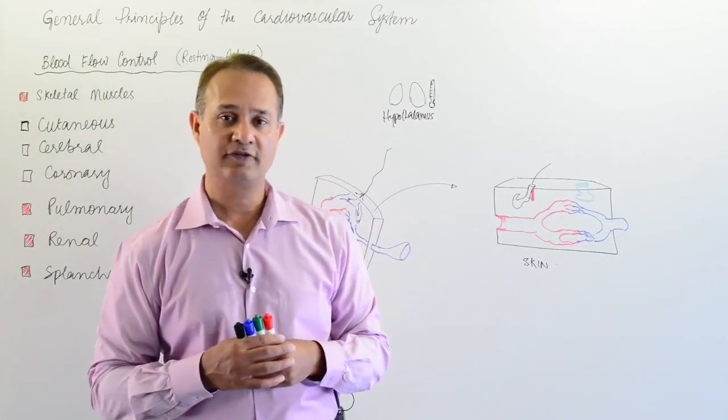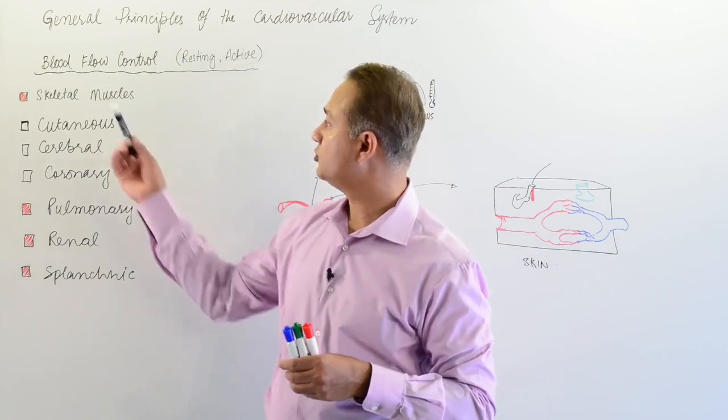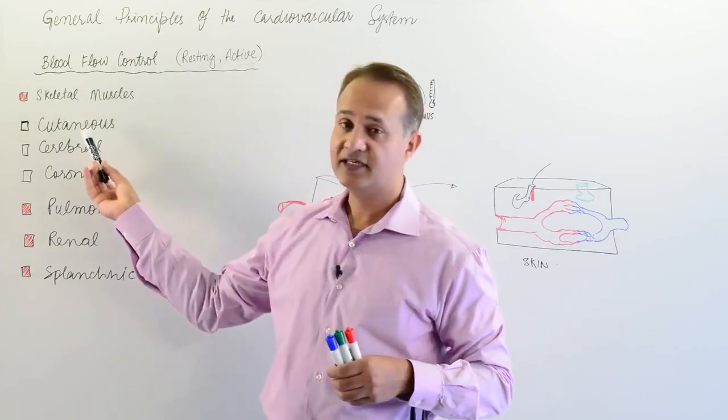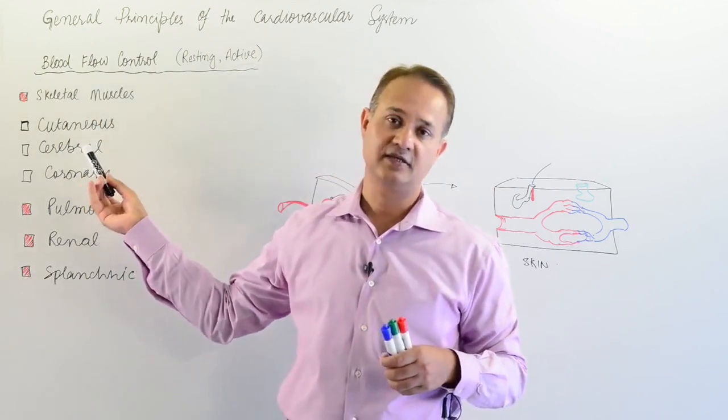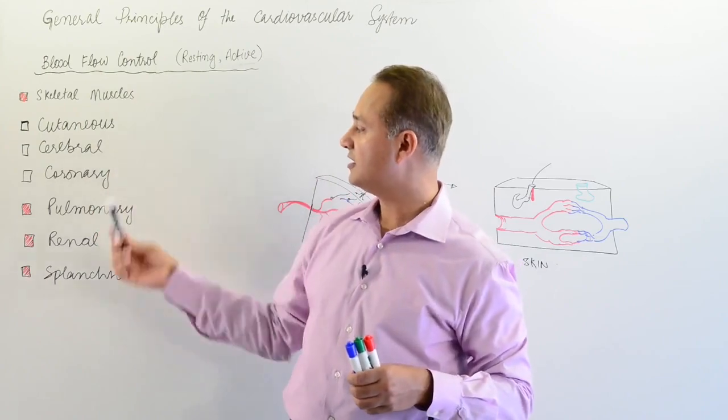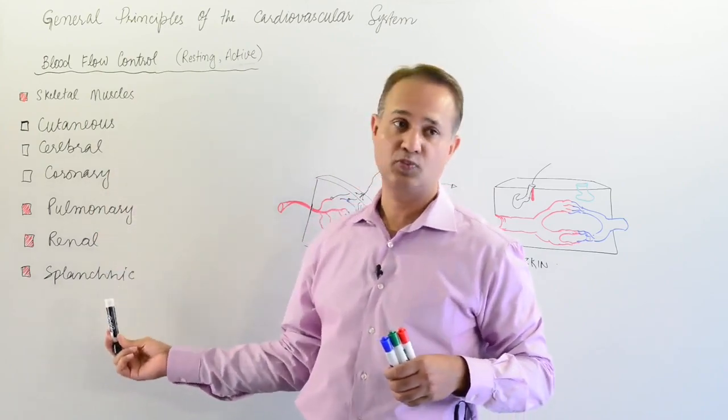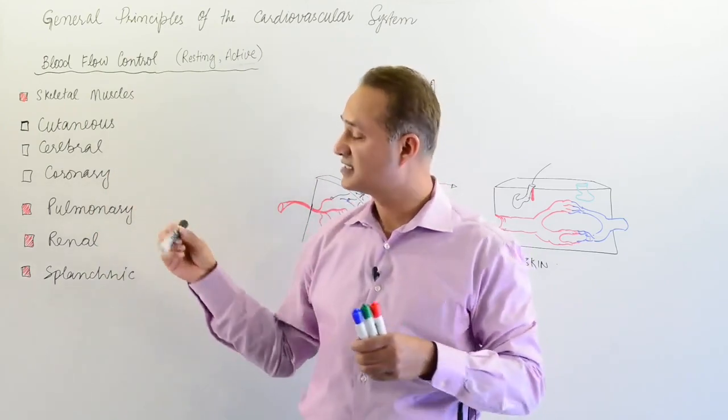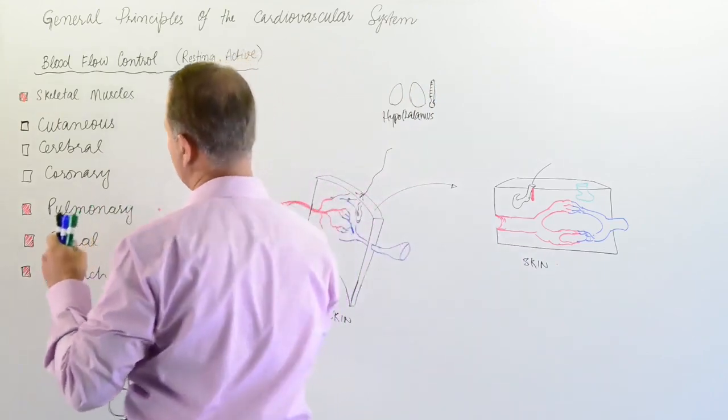So continuing with the cardiovascular system, we are talking about blood flow control. The lecture now is about the cutaneous blood flow control. We've done the skeletal muscle, pulmonary tissue, renal tissue, splanchnic tissue. Now is the skin, the blood flow control of the skin.